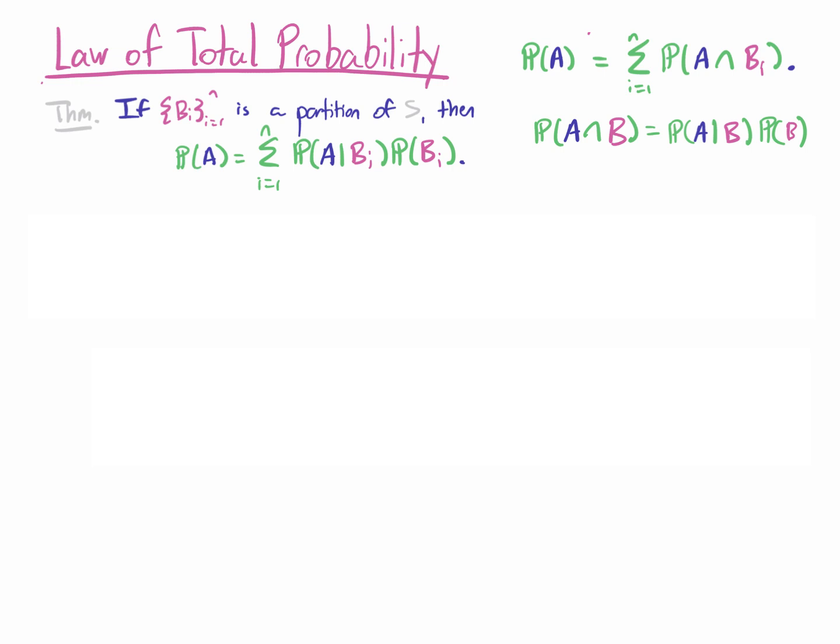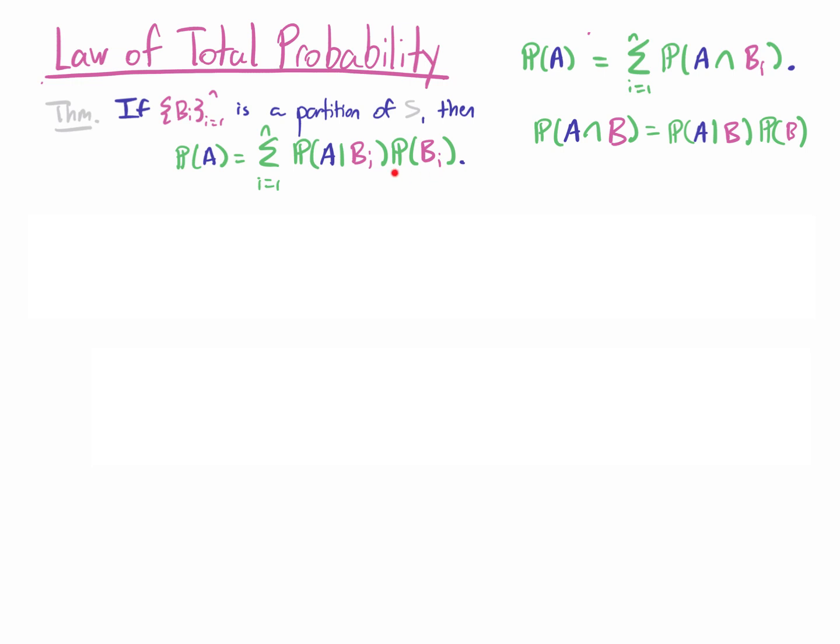We can think about it as scenario analysis in a way. I want to know how likely A is. And so I ask myself, what's the probability that I'm in scenario i? Let's think of B as a scenario here. So I ask myself, what's the probability that I'm in scenario i?